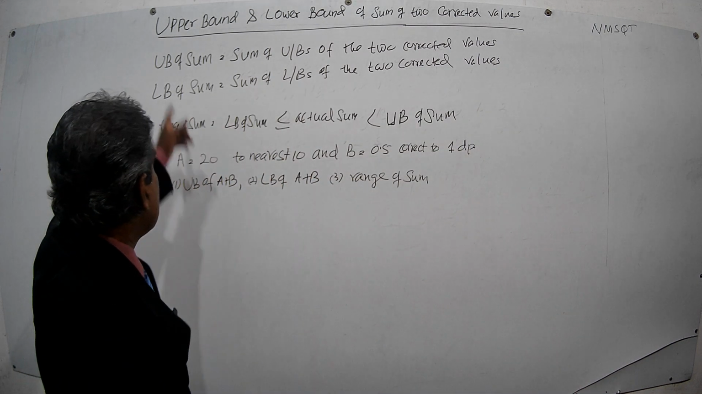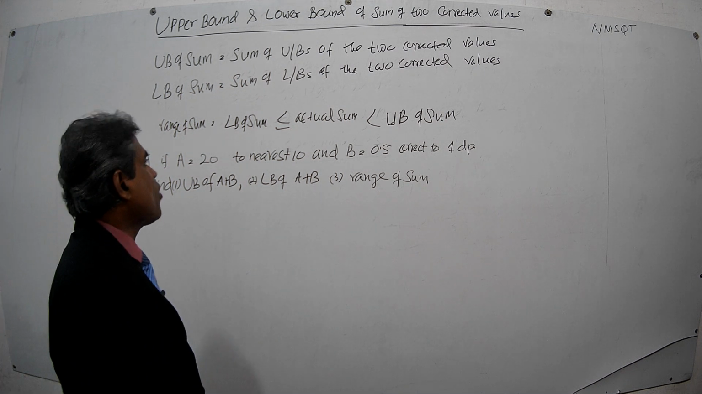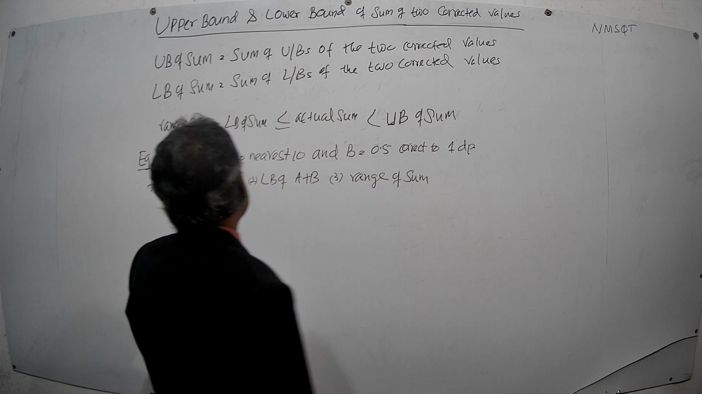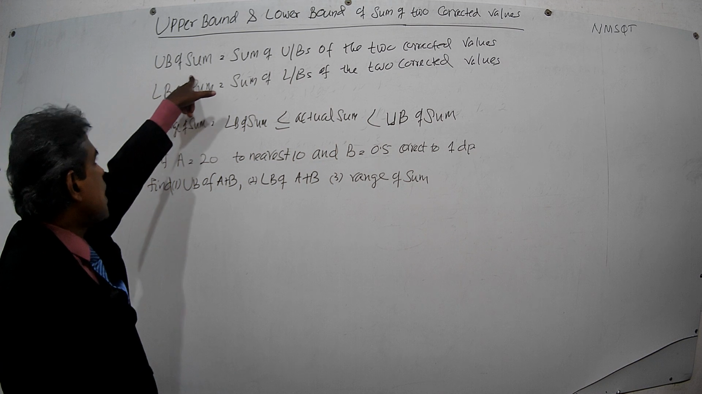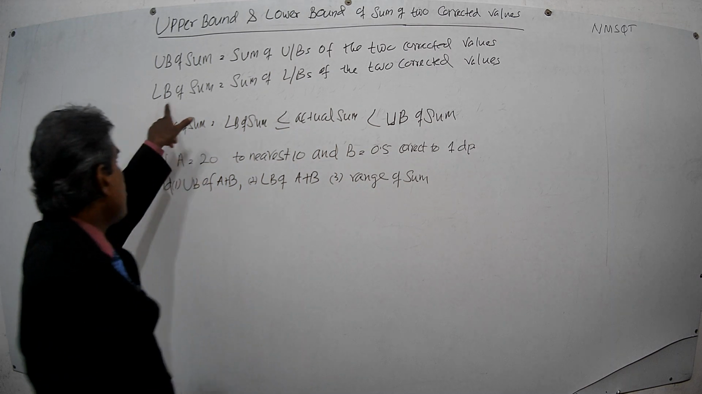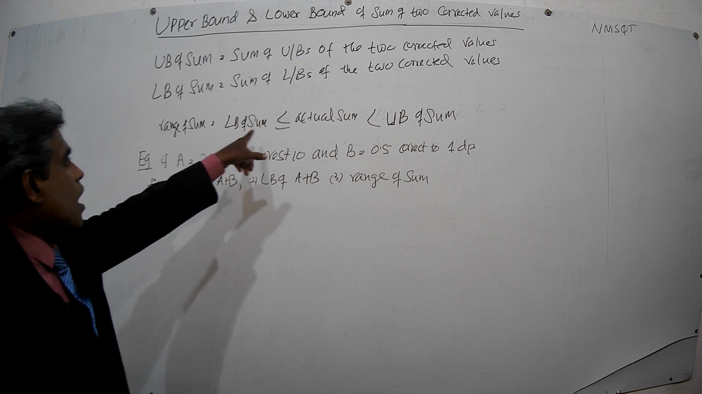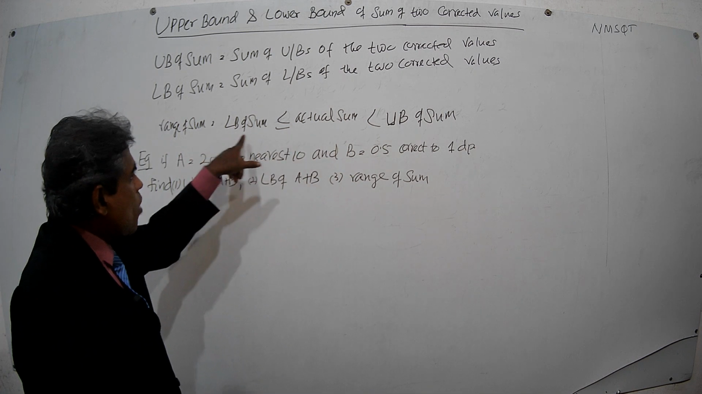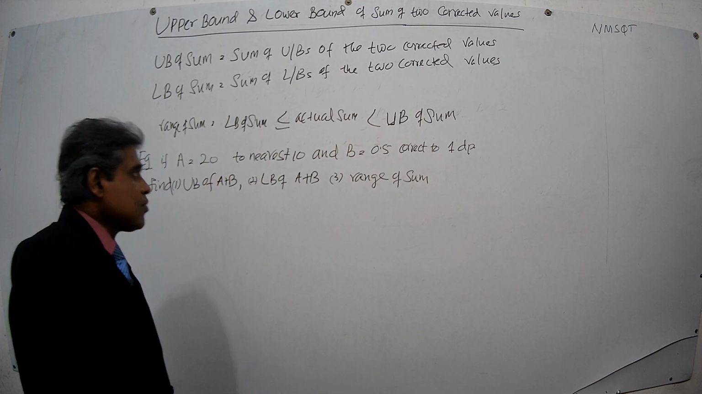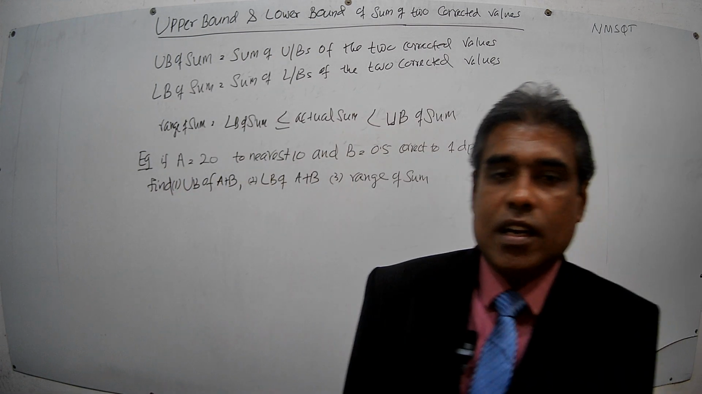Now we have written the two formulae for the upper bound and lower bound, and the statement for the range of the actual sum. The upper bound of the sum of the two corrected values is equal to the sum of the upper bounds of the two corrected values. The lower bound of the sum is equal to the sum of the lower bounds of the two corrected values. The range of the sum: actual sum is greater than or equal to the lower bound of the sum, and less than the upper bound of the sum. That is how you find those things. We can now go to an example.